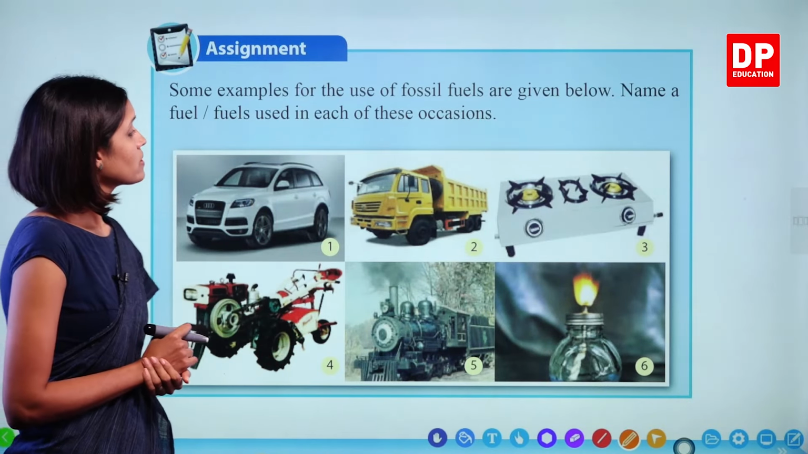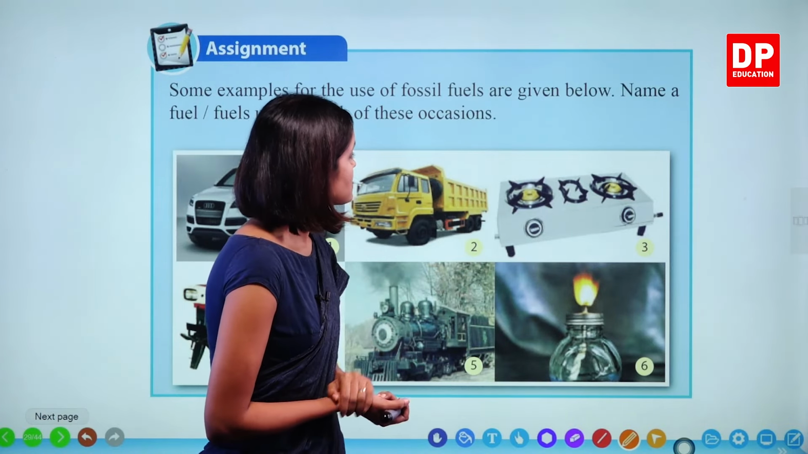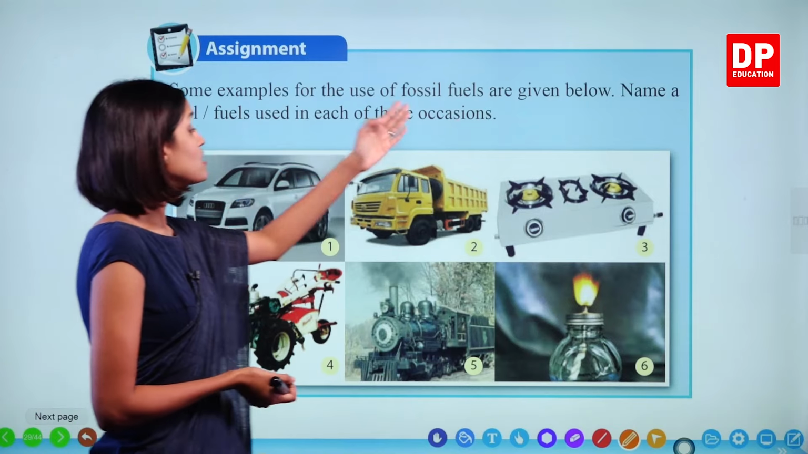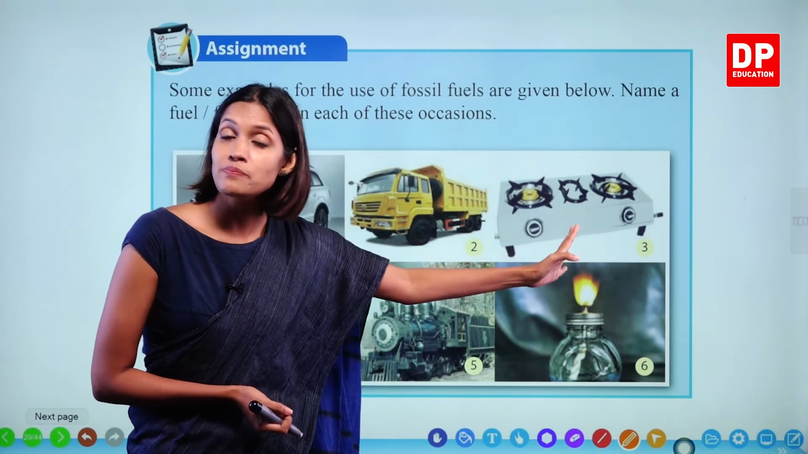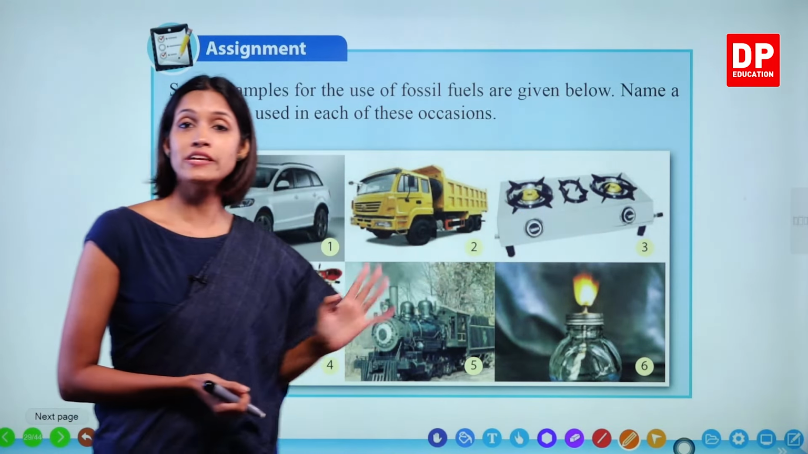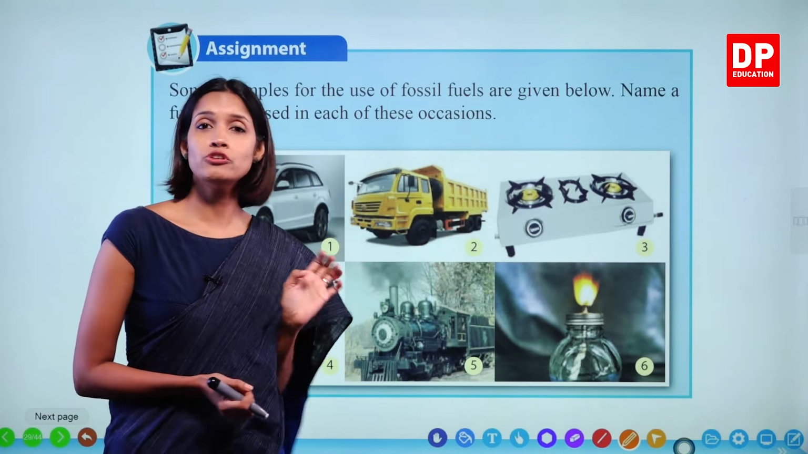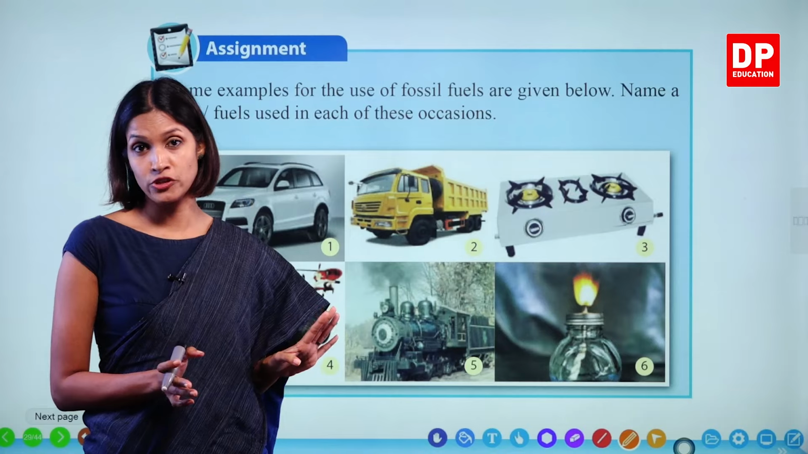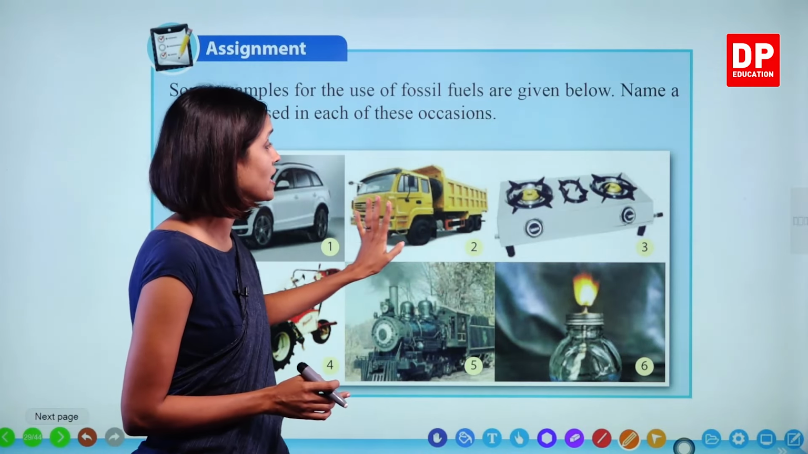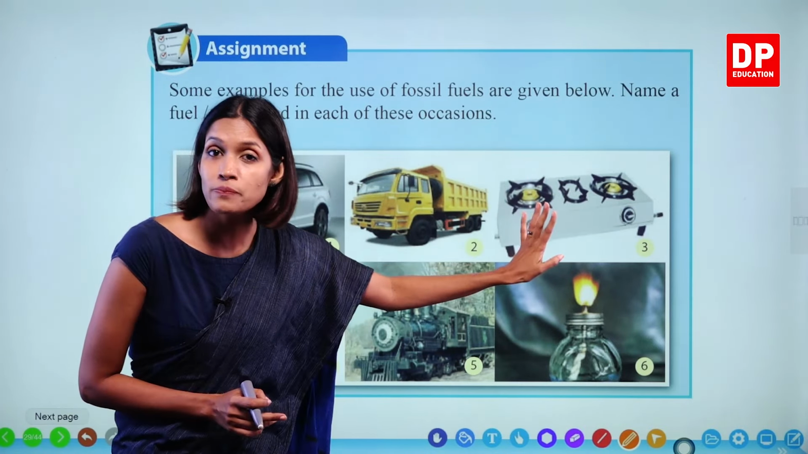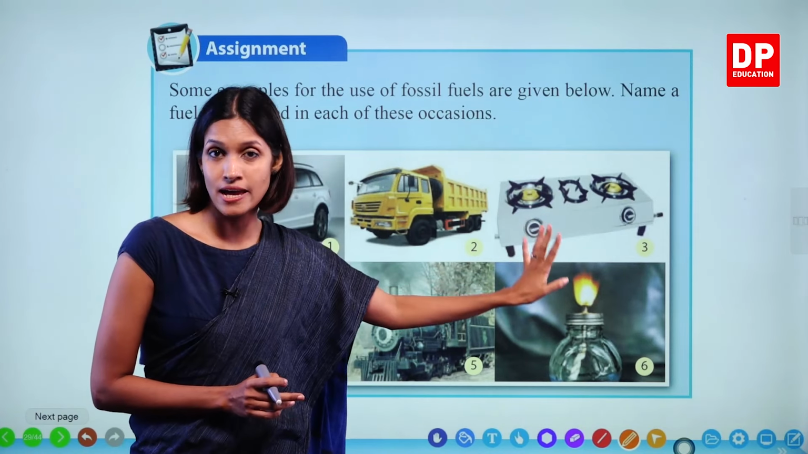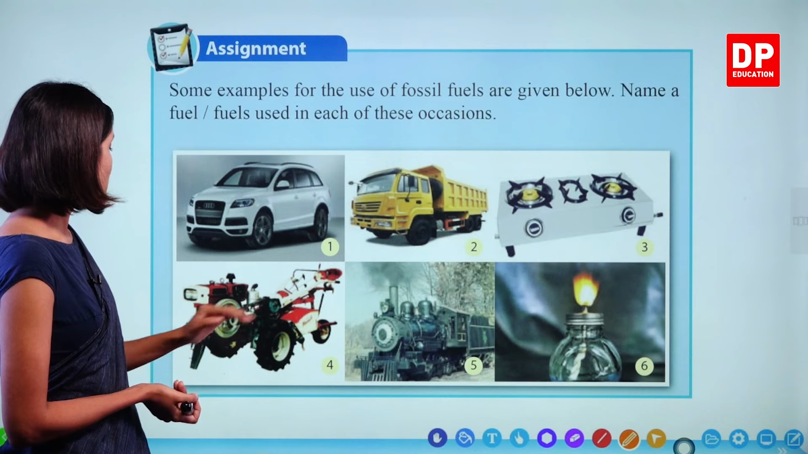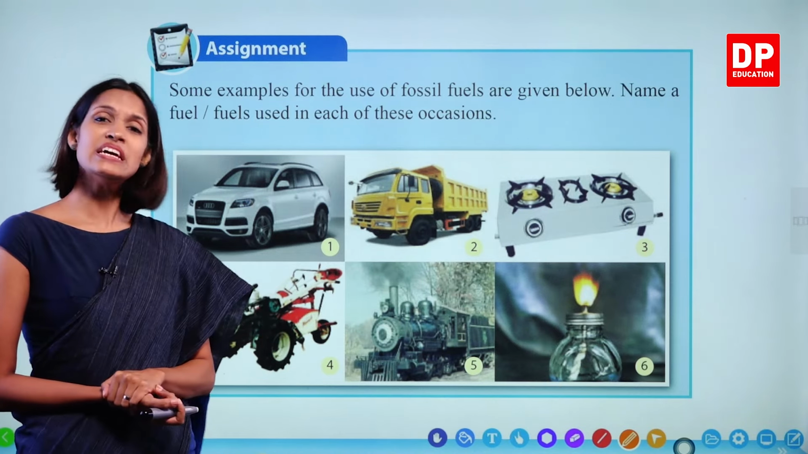Right, children? Number 3, what is this? This is a gas cooker. So what is the type of fossil fuel used in gas cookers? That is LP gas or liquid petroleum gas. At the same time, I told you you can use biogas as well, but biogas is not coming under fossil fuel. Okay, therefore you can't write biogas. You can write liquid petroleum gas or LP gas. Okay. What is this number 4? It's a tractor. So tractors are basically powered by diesel.